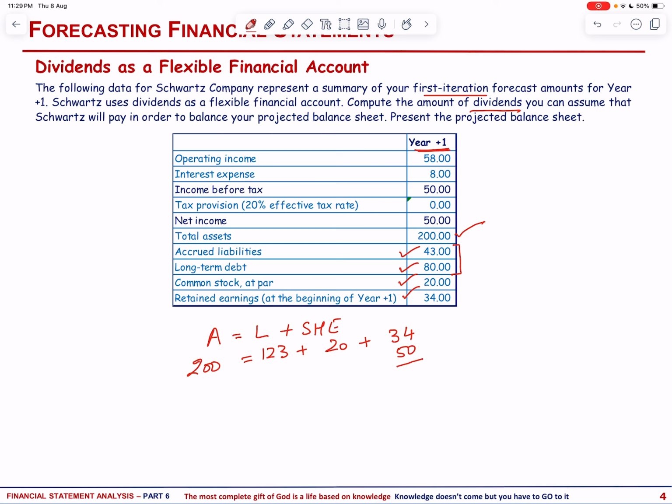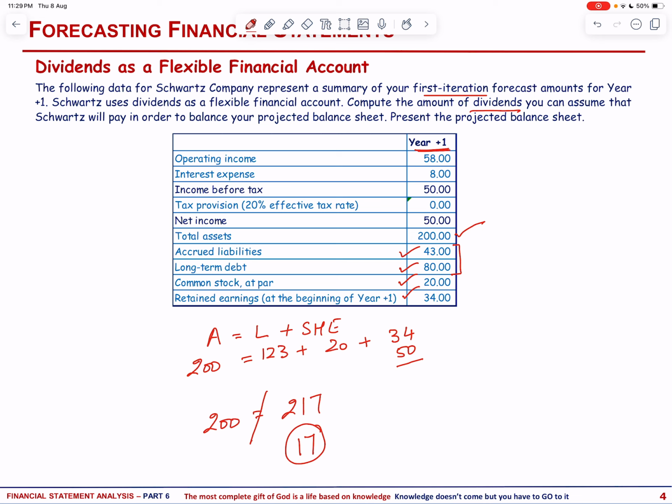retained earning. So if we make the total, 200 is equal to 143 plus 74, that is equal to 217, and this means that the equation is not balanced. So it is necessary to plug to increase the dividend to balance the balance sheet, and the difference is 17. Let us see how we are going to plug it in.